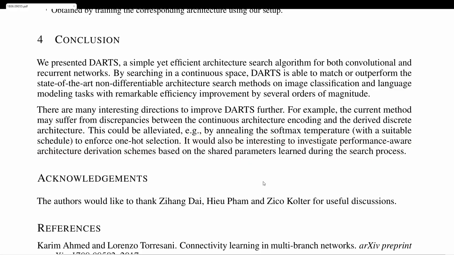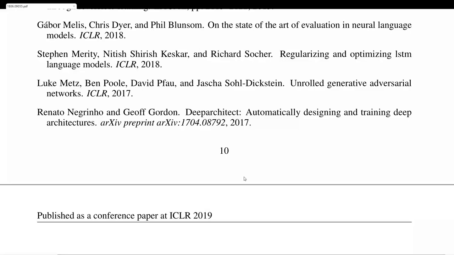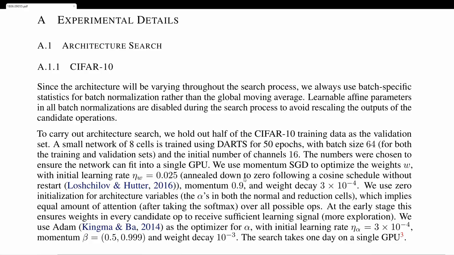Okay, and there are references, and experimental details, which we already went through.